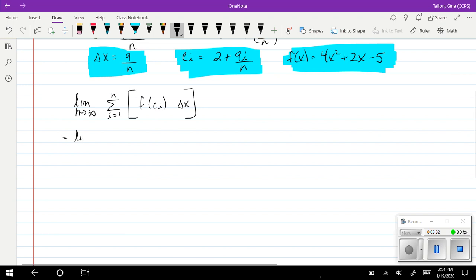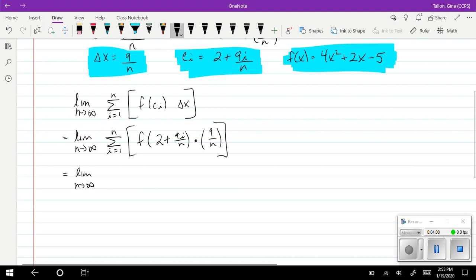We are looking at the limit as n approaches infinity of the summation as i goes from 1 to n of f of, my c sub i is right up here in the middle, 2 plus 9i over n. And then my delta x is 9 over n, and I'm done with that. A little times sign in there makes it look nice. Okay, now the 9 over n is going to be pulled out in front of the summation as one of my properties that I'm allowed to use. The limit as n approaches infinity of 9 over n, I'm going to write this over here, multiplied by the summation as i goes from 1 to n.